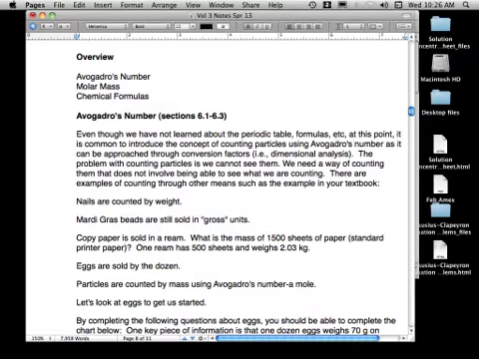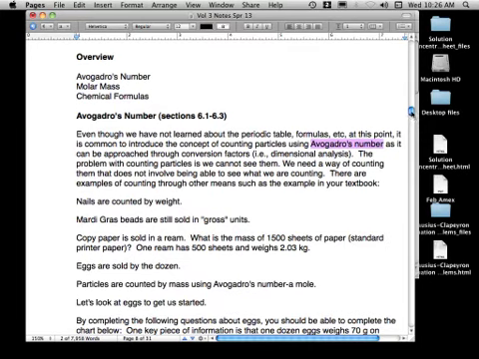And so we are going to learn that Avogadro's number, which is a very big number, but it's still a number. It's a scientific notation number. But we're going to use it as a conversion factor to go between our counting unit in chemistry, which is the mole, and numbers of particles.